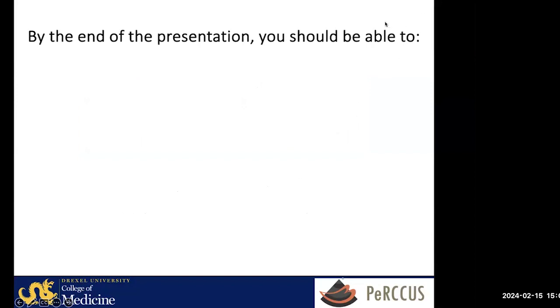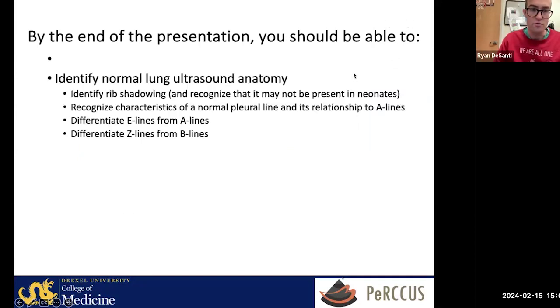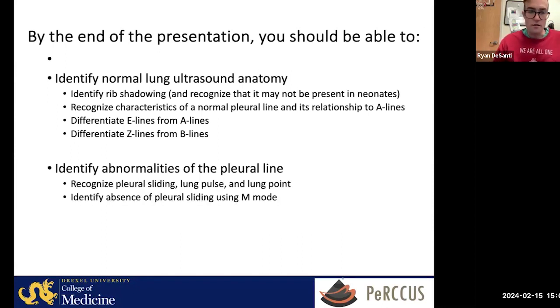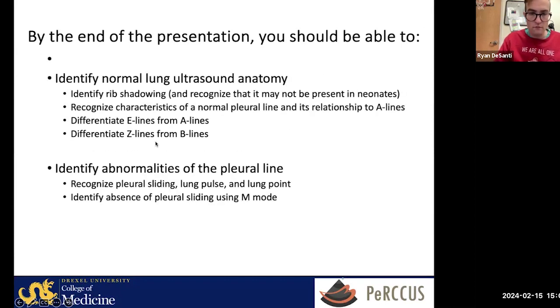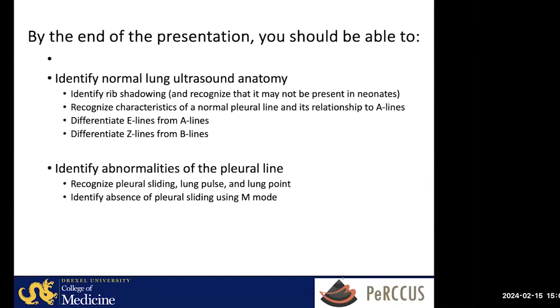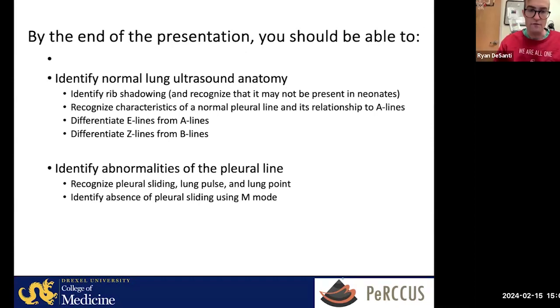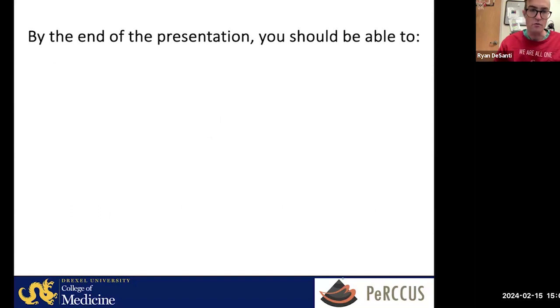So by the end of the presentation, hopefully learners should be able to identify normal lung ultrasound anatomy, including rib shadowing and the characteristics of a normal pleural line, as well as the pleural line's relationship to A lines and to the ribs, to differentiate E lines from A lines and Z lines from B lines, and then identify abnormalities of the pleural line, including pleural sliding, lung pulse, and lung point, and then identify the absence of pleural sliding using M-mode.